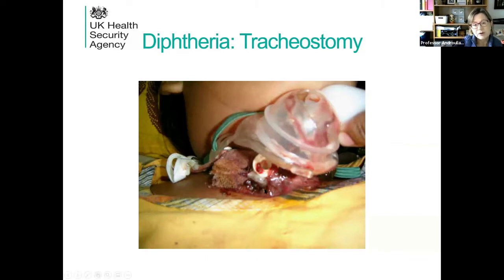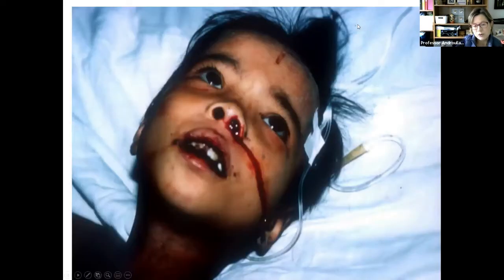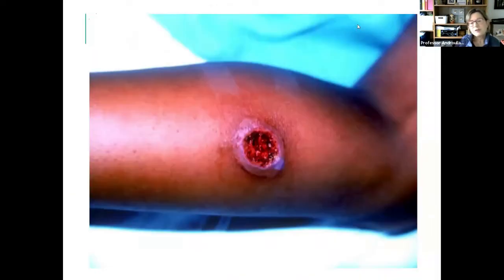This is rather a very messy tracheostomy. And unfortunately this is a terminal case of diphtheria where excessive hemorrhaging occurs in many of the body orifices, particularly from the nose, the mouth and the ear. This is showing cutaneous diphtheria. These are very classic lesions. They're very difficult to treat. These particular lesions can last for days or even months.